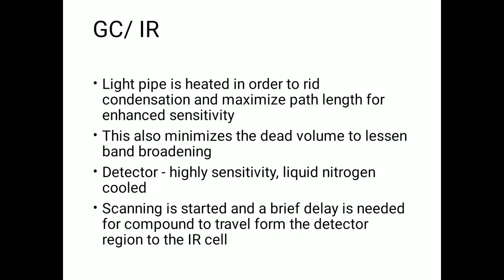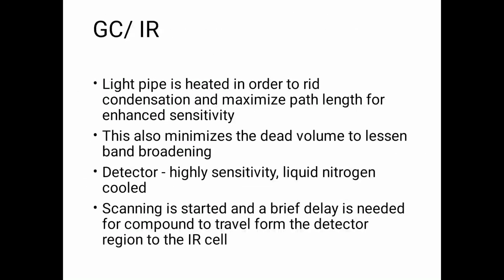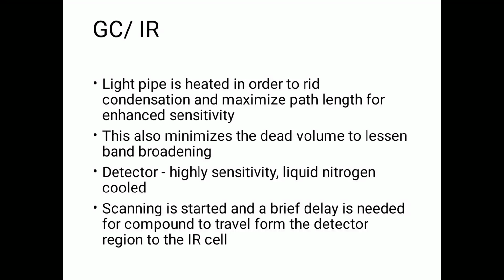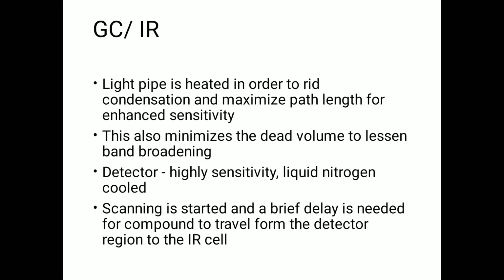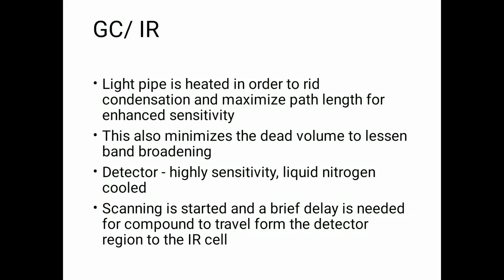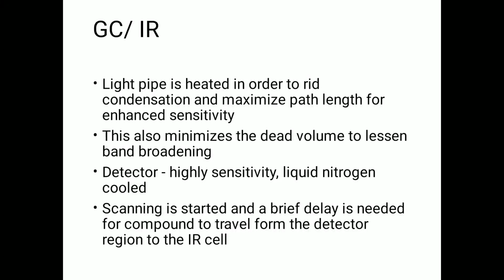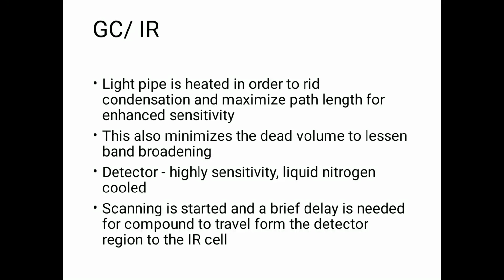Again, the instrumentation part. The light pipe is heated in order to prevent condensation and maximize the path length to enhance its sensitivity. This also minimizes the dead volume to lessen band broadening. It's a high sensitivity detector. Liquid nitrogen is used for cooling in this technique. Scanning is started, and a brief delay is needed for the compound to travel from the detector region to its IR cell.